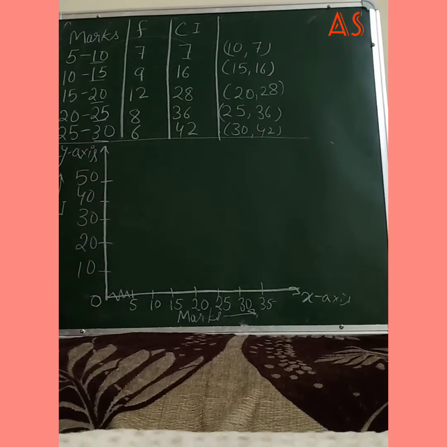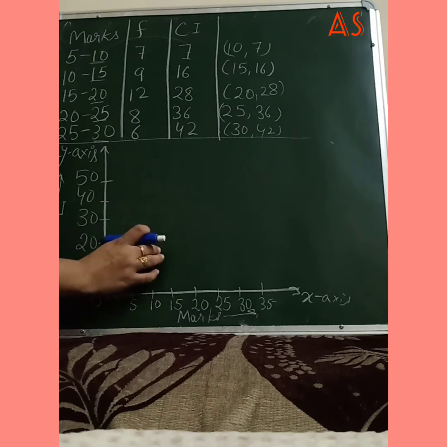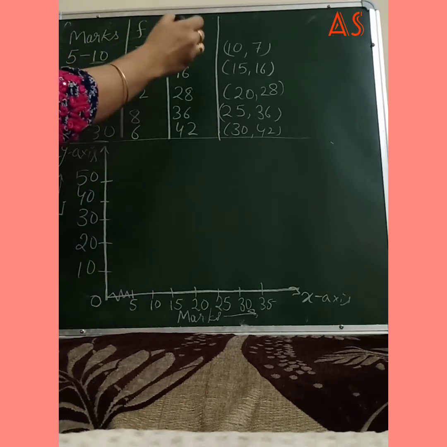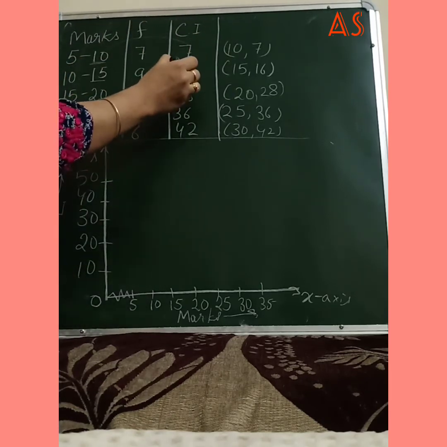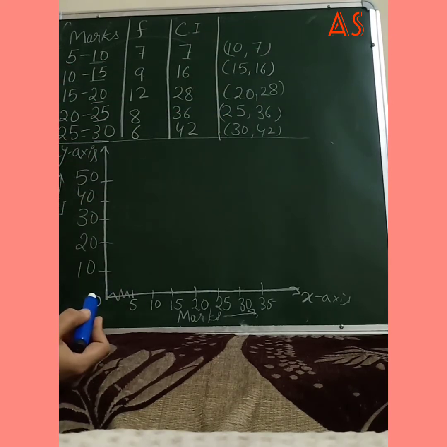So how to take our coordinates? In the ogive we need coordinates to draw. So how to take coordinates? Upper class limit with cumulative frequency. Upper this, upper this, upper this, like this. So these are our coordinates.